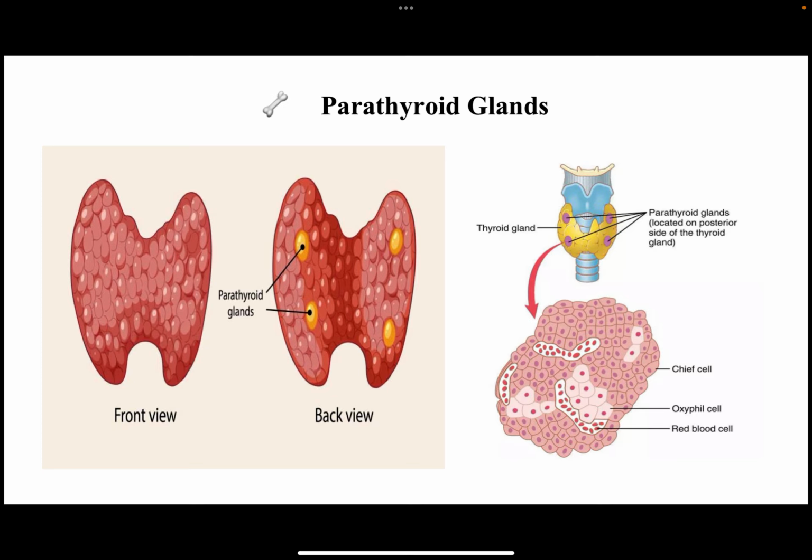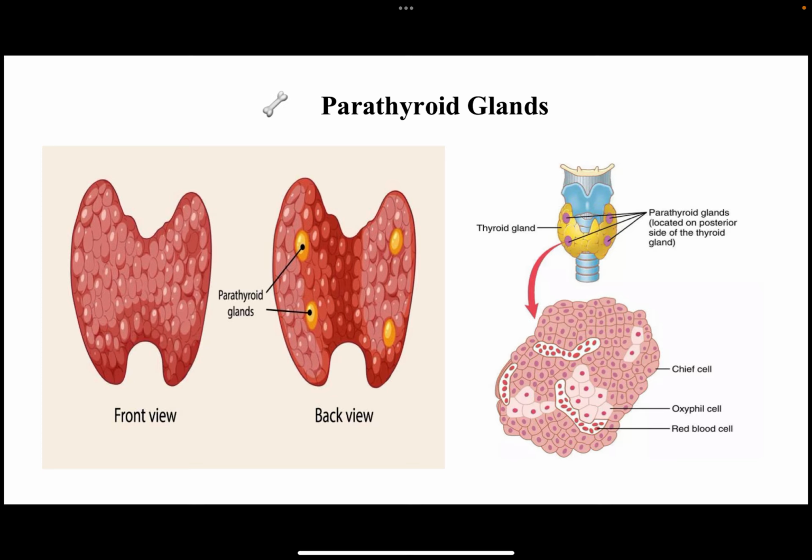So first, it can stimulate bone breakdown, the breakdown of the bone matrix. Osteoclast activity. As the bone matrix is being broken down, it will release calcium and phosphates into the bloodstream from the bones. And that will increase the blood serum calcium levels.